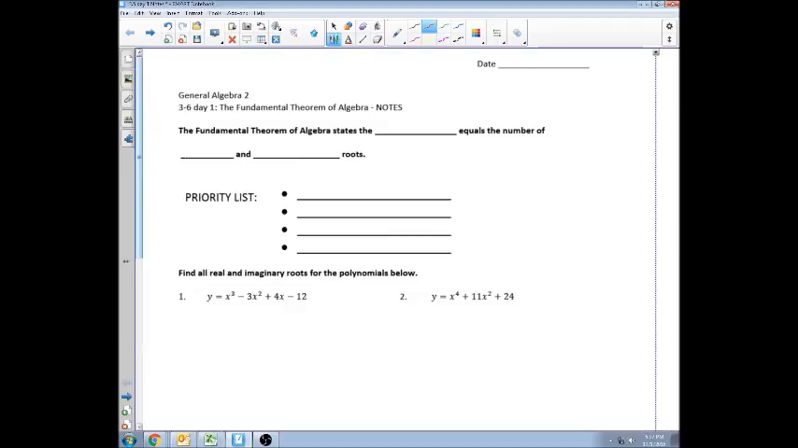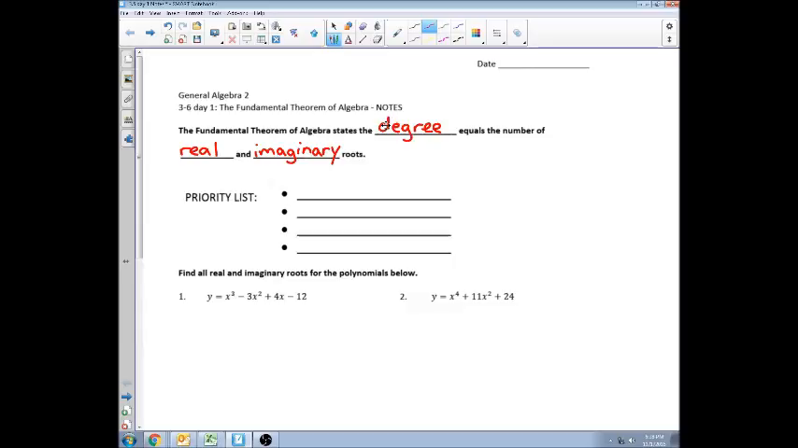This lesson is for my Algebra 2 class. It is 3-6, day 1, the fundamental theorem of algebra. The fundamental theorem of algebra states the degree equals the number of real and imaginary roots or solutions. So basically the degree will tell us how many answers we should have. We have talked about that in the past, but that is the fundamental theorem of algebra.